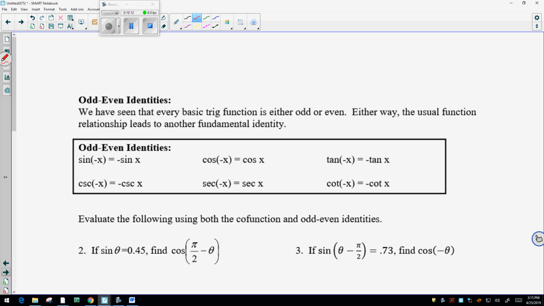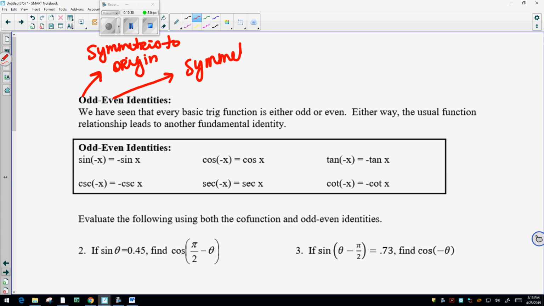Then we get some odd and even identities. So maybe a quick review. Odd, if I'm thinking visually, is symmetric to the origin, meaning flip it upside down, it looks the same right side up and upside down. And even is being symmetric to the y-axis.